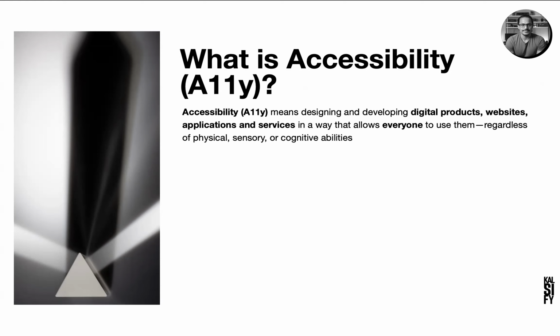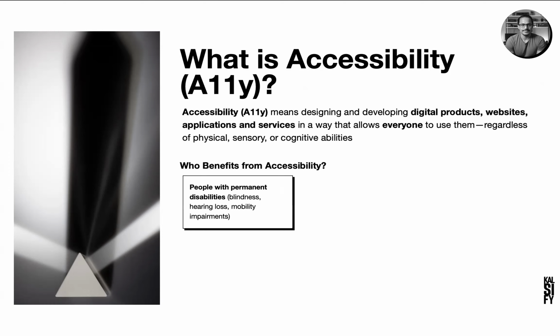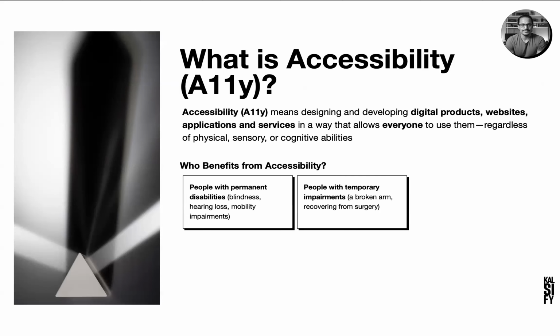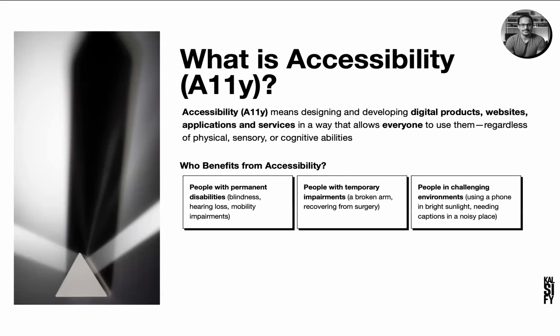Think about it. Maybe someone is blind or has hearing loss or uses a wheelchair. They rely on accessibility features every day. But what if you've broken your arm or you're recovering from surgery? Suddenly, using a mouse or typing on your phone becomes a challenge. Or maybe you're trying to read your screen in bright sunlight, or you're in a noisy place and need captions to follow a video. Been there, right?